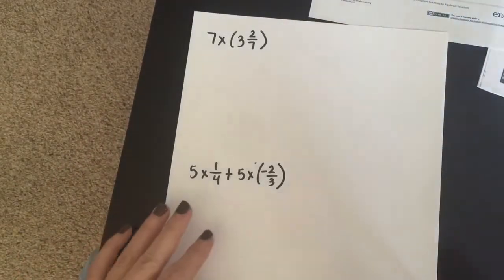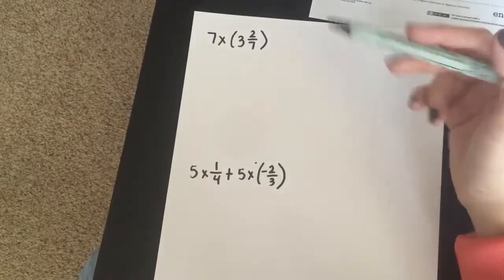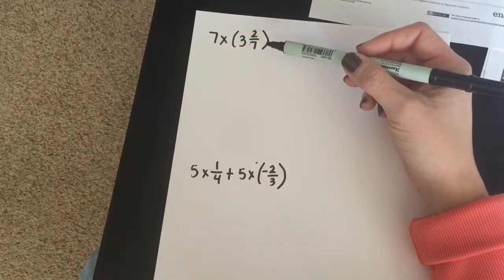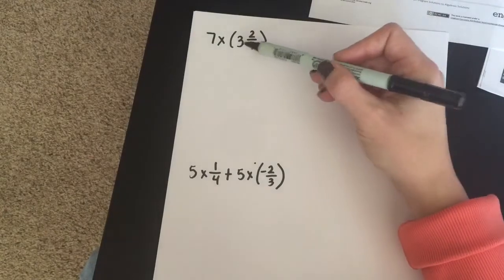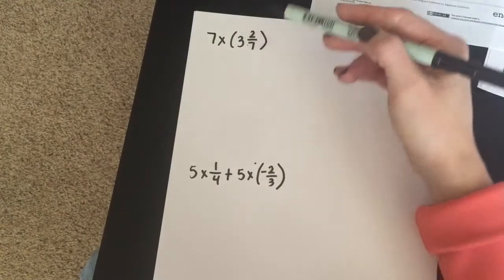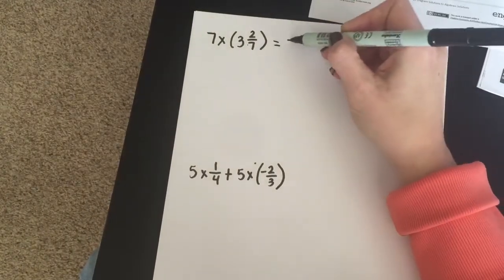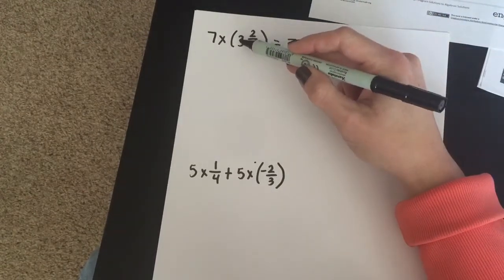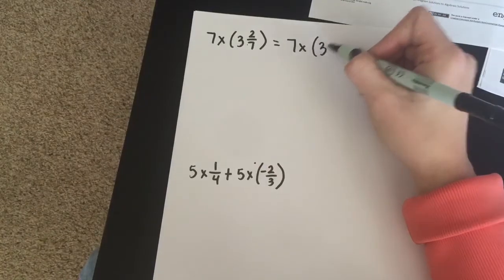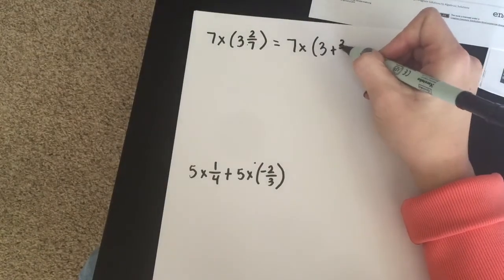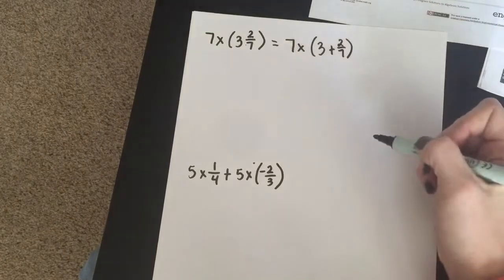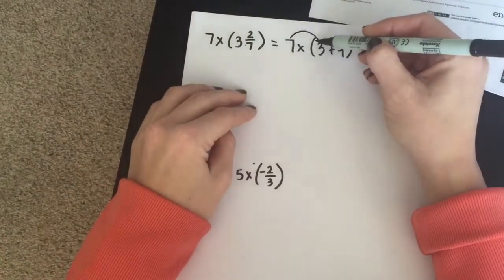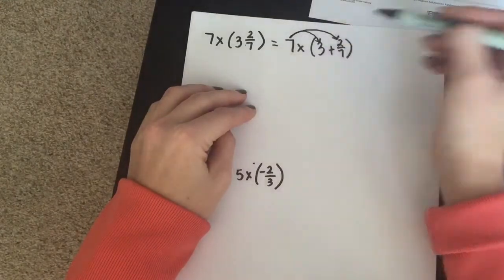Okay, lastly, let's talk about the distributive property. So take a look at this problem. It looks kind of nasty to begin with. But if I take apart this mixed number and I actually make it 7 times, because this is a positive 3 2/7, that would be a 3 plus 2/7. Now I can use my distributive property because it's 7 times everything that's inside here.